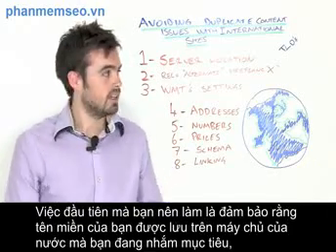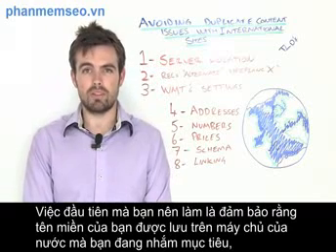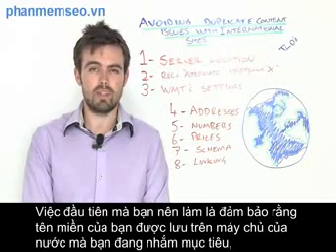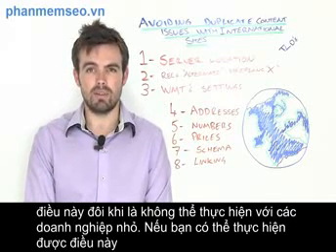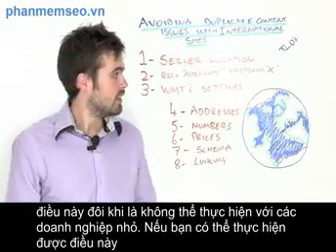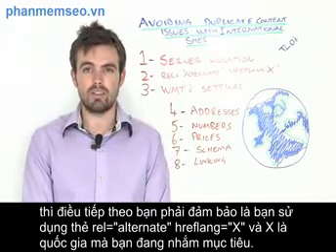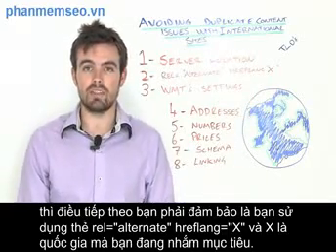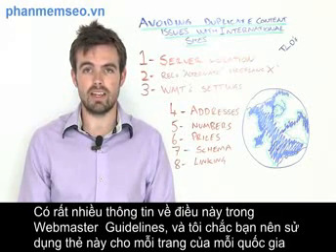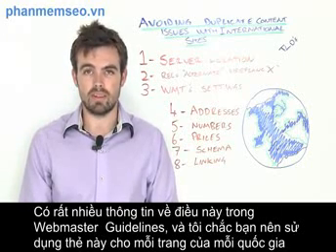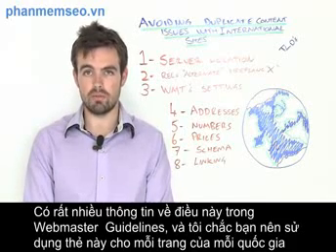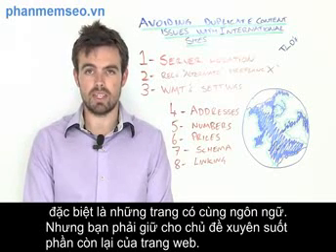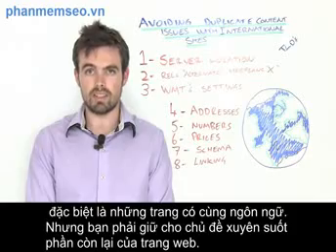The first thing that you should do, if possible, is make sure that your top level domains are actually hosted on a server within the country that you're targeting. Sometimes it isn't possible if it's a smallish business. However, if it is possible, definitely recommended. Next thing to do, make sure you make good use of the rel equals alternate href lang and then X being the country that you're targeting. There's a lot of information about this in the webmaster guidelines, and I definitely recommend you using that for every international derivation of your site, especially the same language pages, but you may as well keep the theme going throughout the rest of the site.